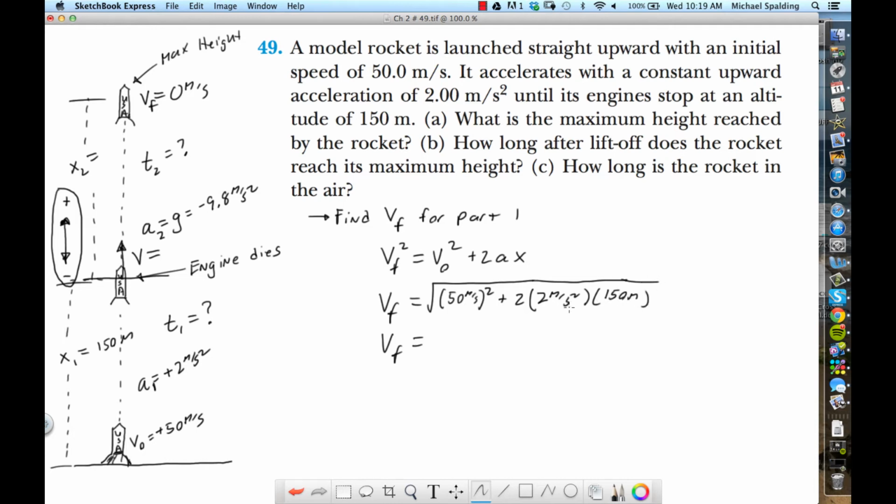Okay, that's better. Thank you. The acceleration's not negative 9.8. It's 2. Okay, V final.